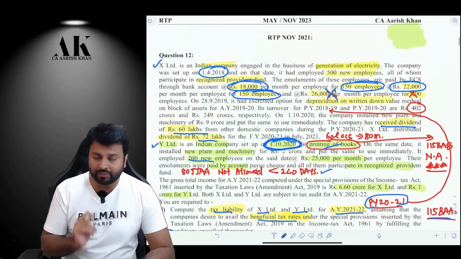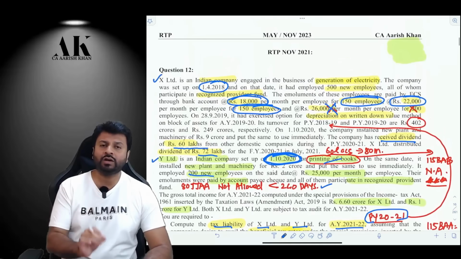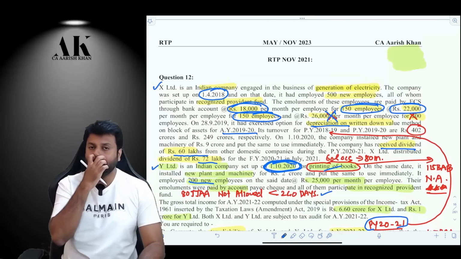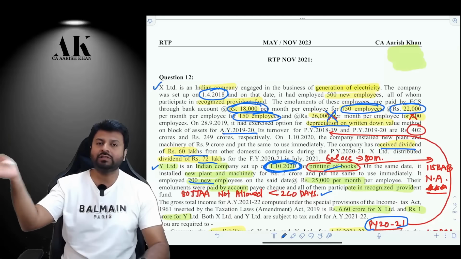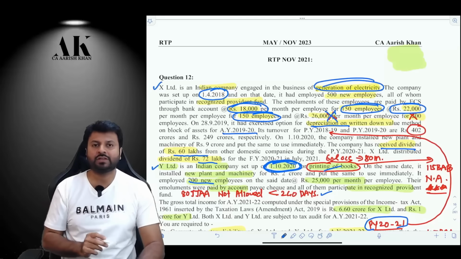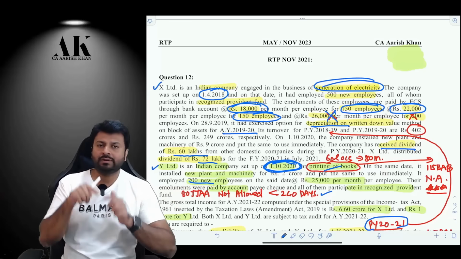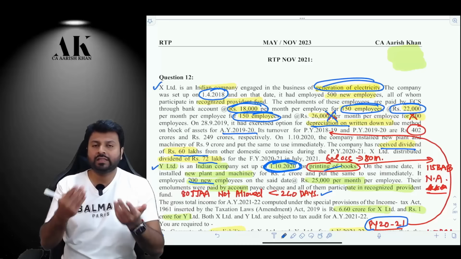Additional depreciation. Now, additional depreciation is only available if you follow what? WDV. So, the company is following WDV from financial year 18-19. Earlier, it used to follow what? SLM. But now, because the company is engaged in the business of generation of electricity, they have both the options. They can follow SLM also, they can follow WDV also. But this company has now been following what? WDV. Therefore, they are eligible for what?